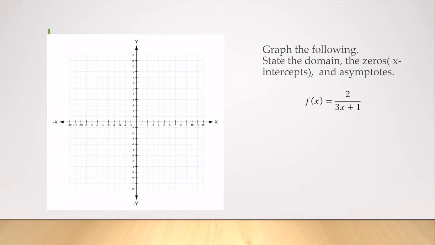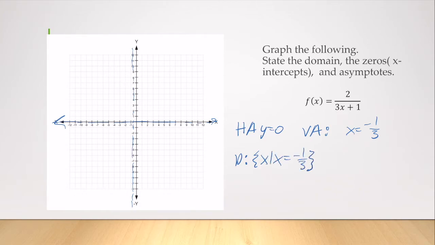Now why don't we go ahead and graph some of these? So we're going to state our domain, zeros, and asymptotes. Well, we found earlier that this has a horizontal asymptote at y equals 0 and a vertical asymptote at x equals negative 1/3. So here's my vertical asymptote. Here's my horizontal asymptote. My domain is all real numbers except where x equals negative 1/3. My range is all real numbers except where y equals 0 because my graph can't cross that.